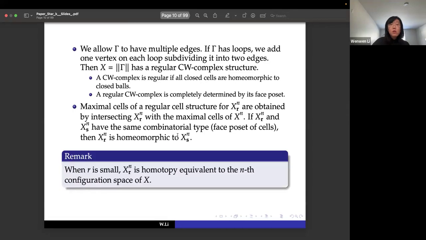Here's a remark. When R is small, the nth configuration space with restraint parameter R is homotopy equivalent to the nth configuration space of X. Okay, let me move on.